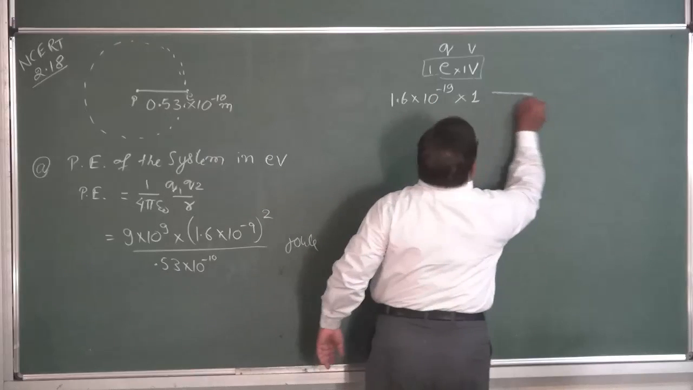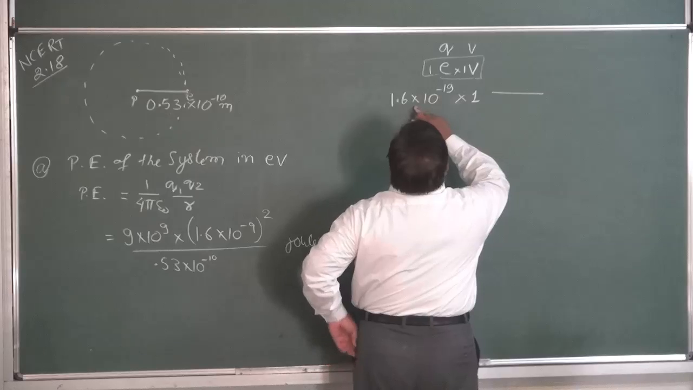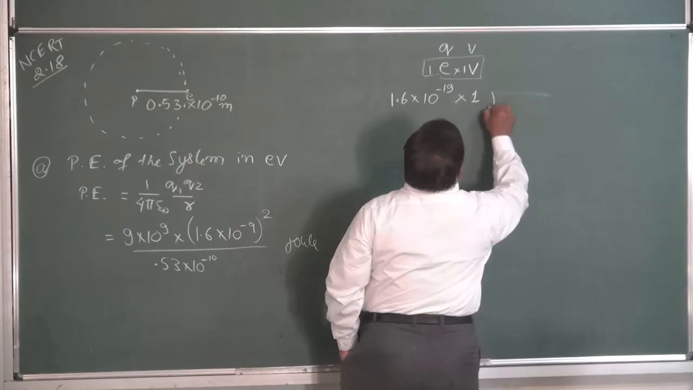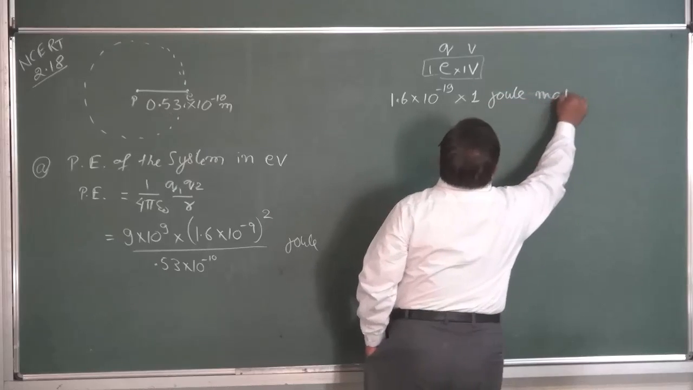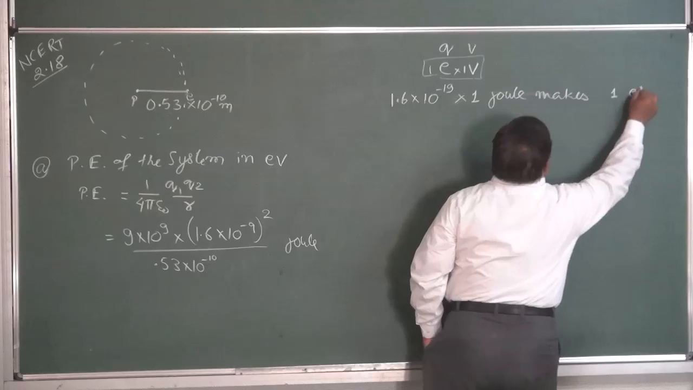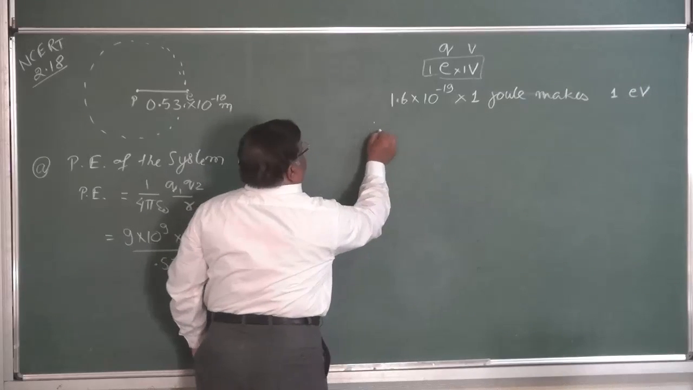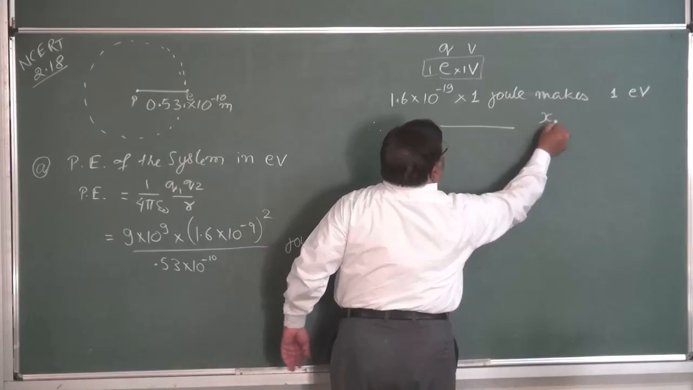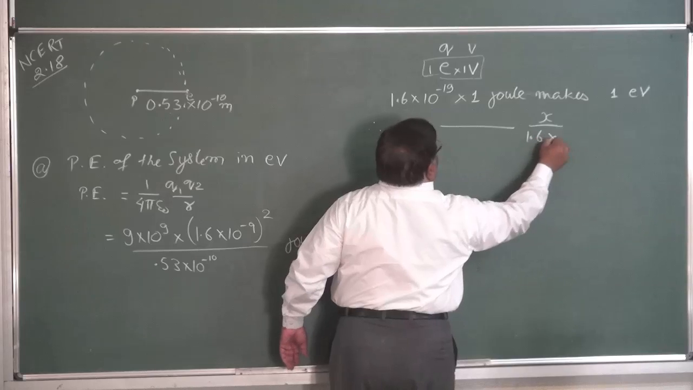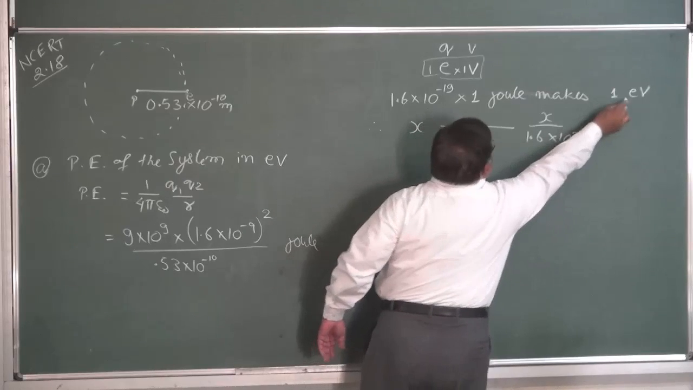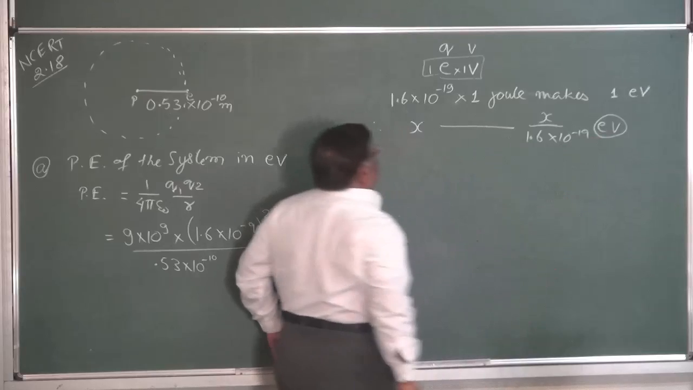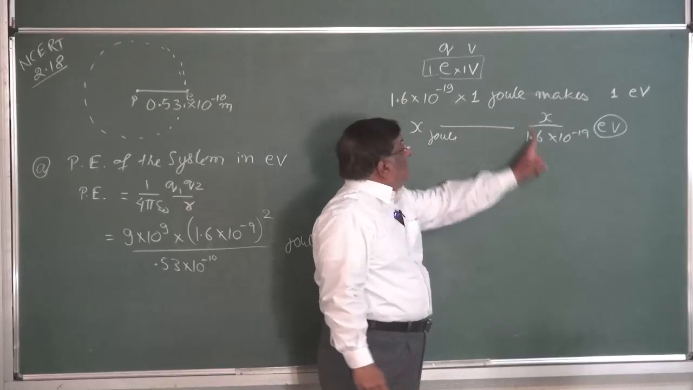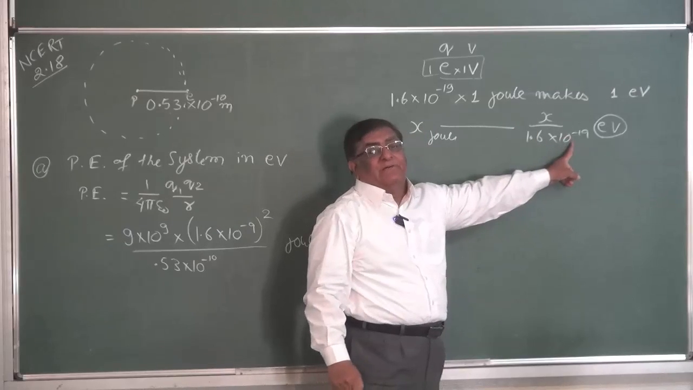This is making 1.6 into 10 to the power minus 19 into 1 joule makes 1 EV. Therefore, X joule will make how much? X upon 1.6 into 10 to the power minus 19 EV. So whenever we have to convert joule into EV, what we will do? Divide with 1.6 into 10 to the power minus 19.